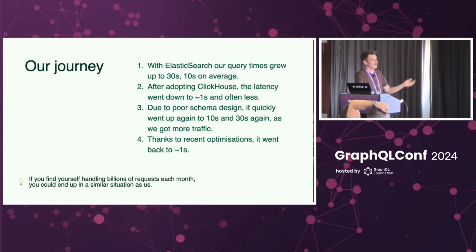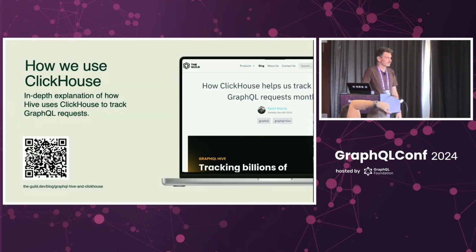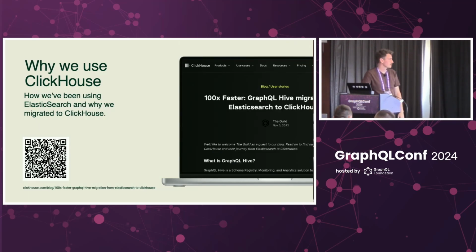And you might say, oh, it's actually not relevant to me. But if you happen to have at least 1 billion operations, then this is the scenario that you will most likely follow, except for Elasticsearch. If you are curious how we deal with ClickHouse at GraphQL Hive, what our journey was, and how we store and track GraphQL requests, we have a nice article on our blog. We also collaborated with the ClickHouse team to explain why we moved away from Elasticsearch to ClickHouse.